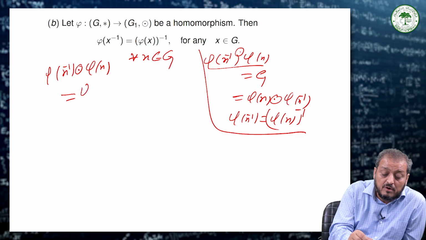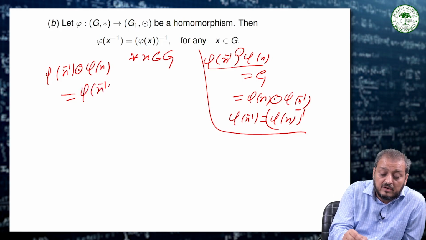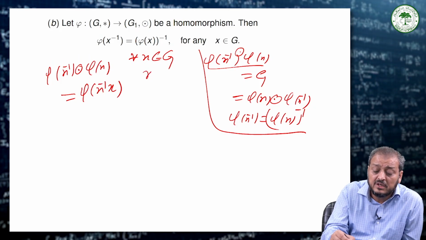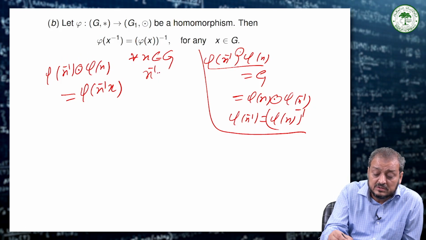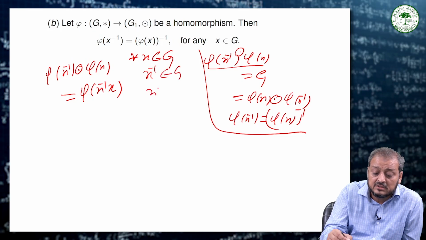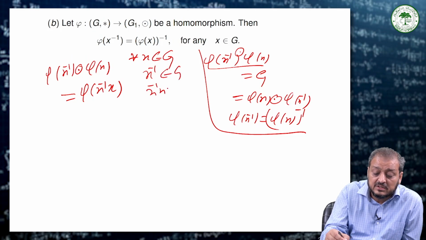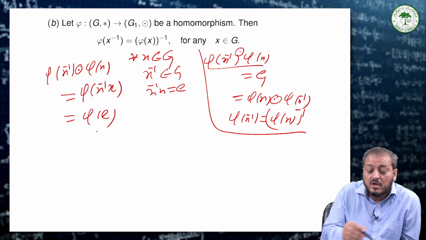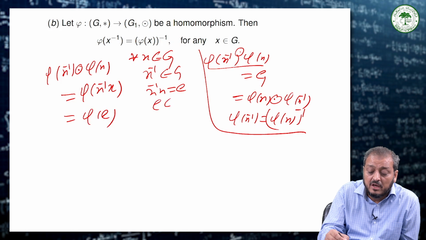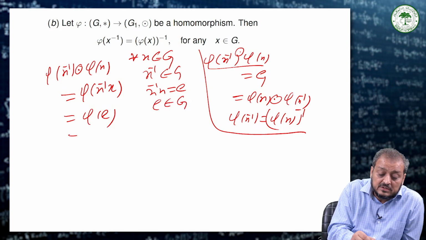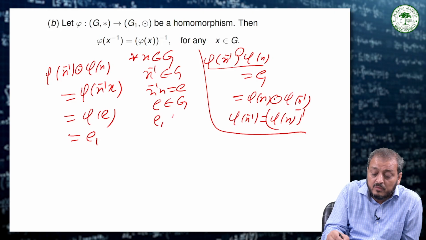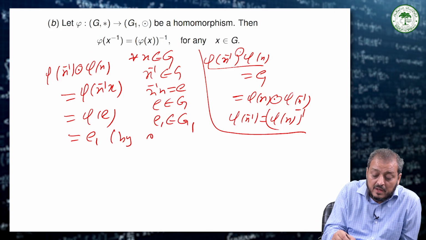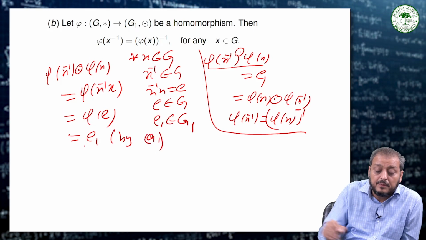So if phi is a homomorphism, this can be written as phi of x inverse times x. Now x is an element of G, then x inverse is also an element of G, and x inverse x is equal to the identity, so this can be written as phi of E, where E is the identity of G. This is nothing but E1, where E1 is the identity of G1, by the A part that we proved.